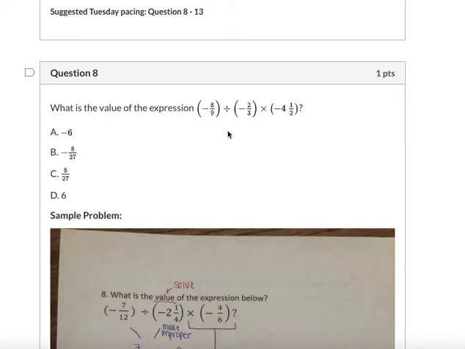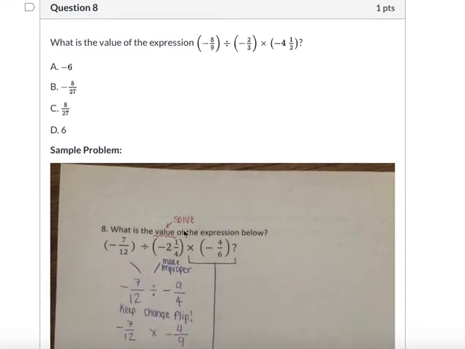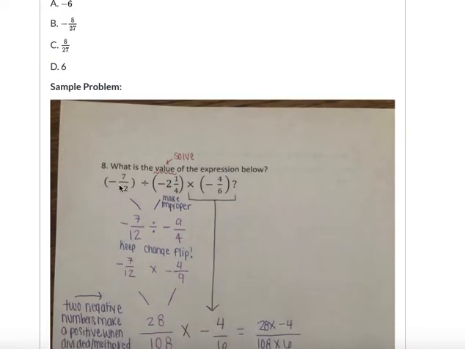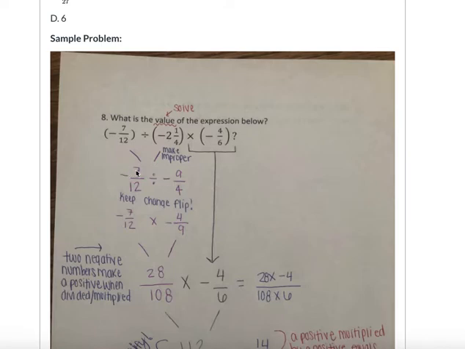So when you're writing this down on paper and solving it, you're using these numbers, but this is just the sample problem to make sure that you're setting it up the right way. The sample problem has -7/12 divided by -2 1/4 times -4/6. One of the first steps was to make this an improper fraction, because it's difficult to multiply with mixed numbers. So they made it an improper fraction, making sure we still left those integer signs there. And then we had keep, change, flip.